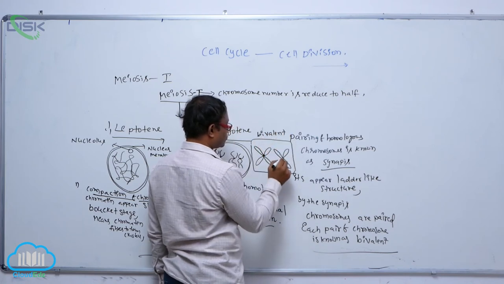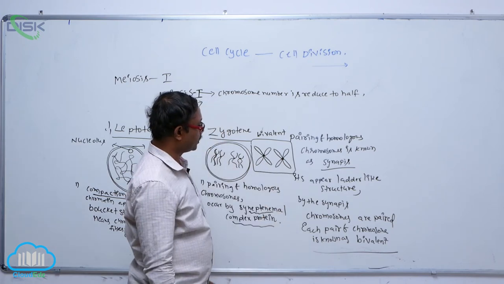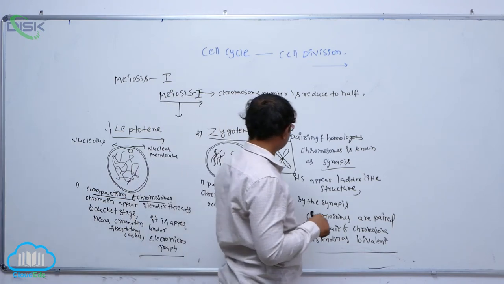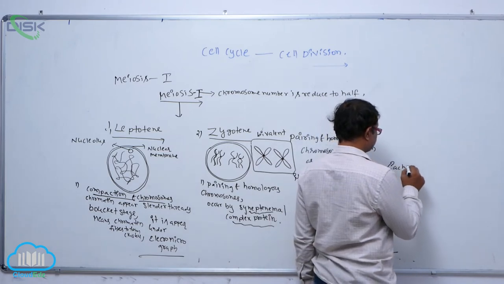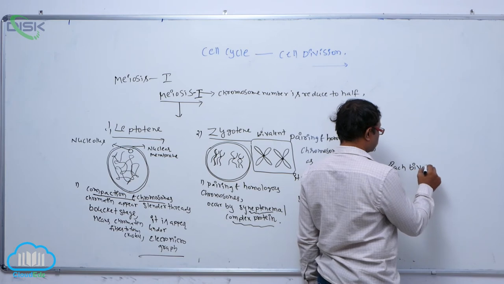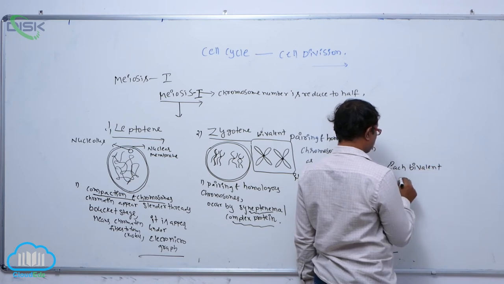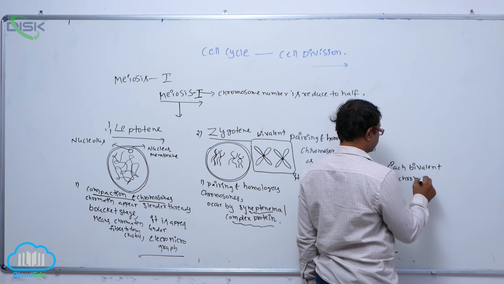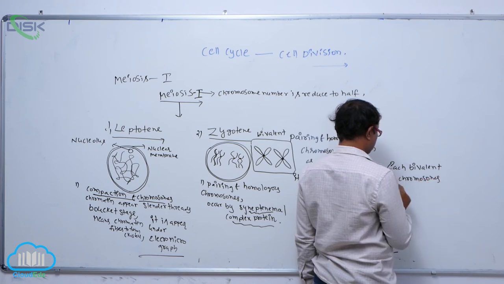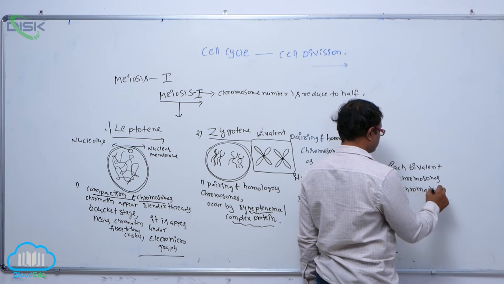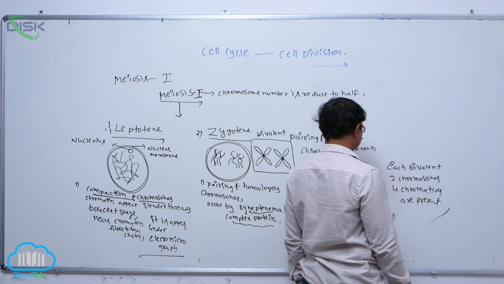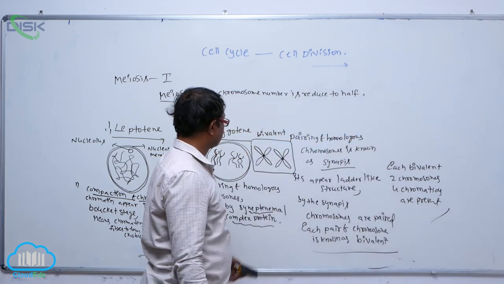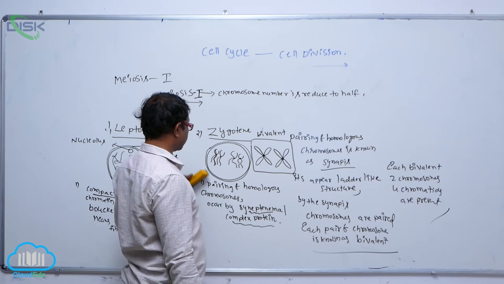In a bivalent, a pair of chromosomes, two chromosomes and four chromatids are present. So that is known as zygotene.